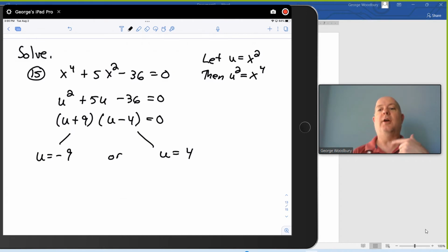Now I need to unsubstitute, reverse the substitution. So I originally replaced x squared by u. Now I'm going to replace u by x squared.